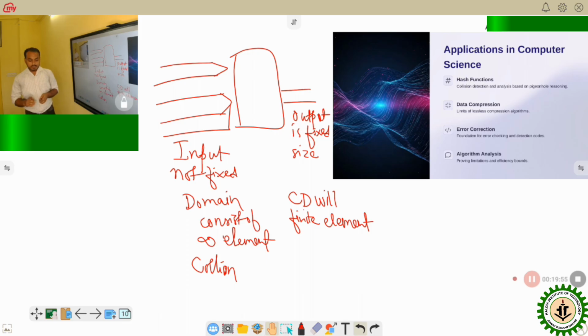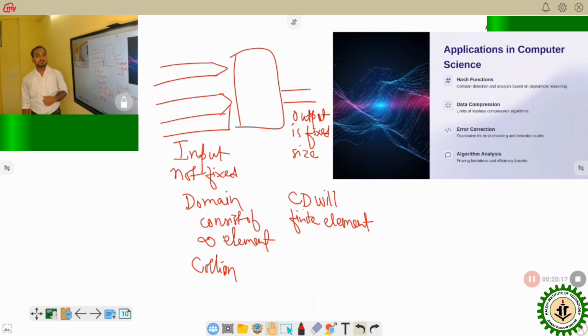So the collision, or the merging of the inputs, will exist in the case of the hash function in computer algorithms. We can define the detection of the collision of the inputs with the help of the pigeonhole principle, because the number of inputs is infinite and the number of outputs is fixed or finite.